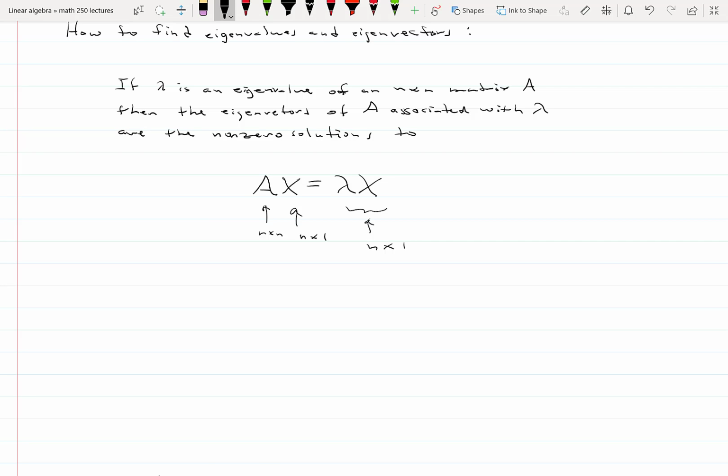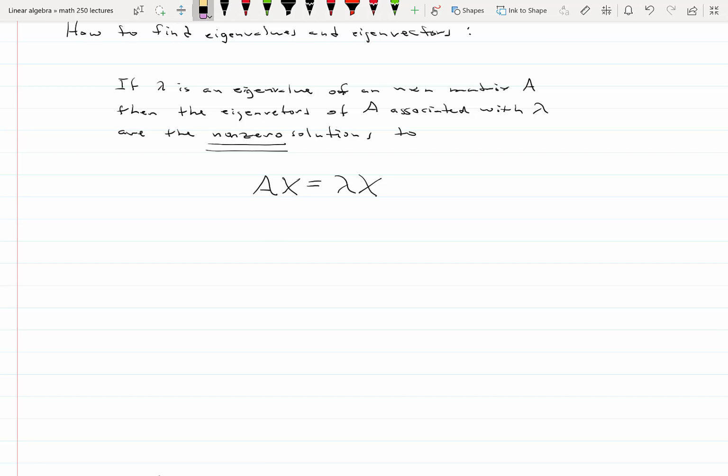We're looking for X. So if lambda is an eigenvalue of an n by n matrix A, then the eigenvectors of A associated with lambda are the non-zero solutions. And notice I keep saying non-zero. The eigenvectors are strictly non-zero. They're non-zero solutions to the corresponding system of equations. So I'm going to rewrite that system.